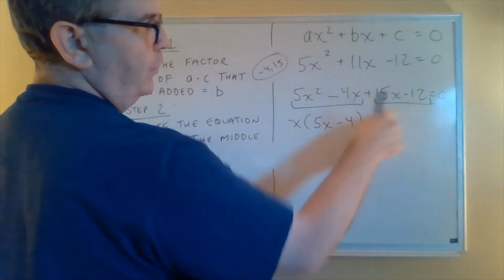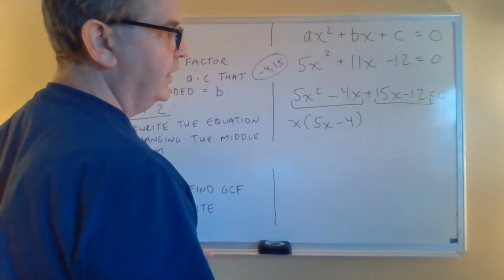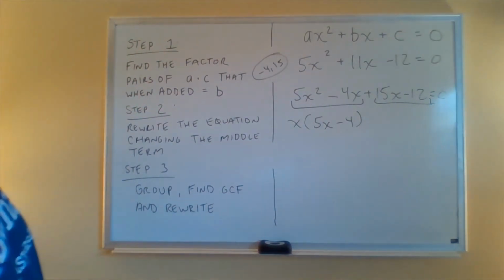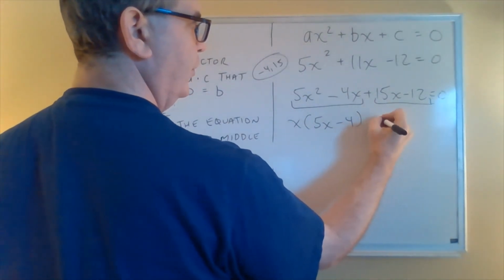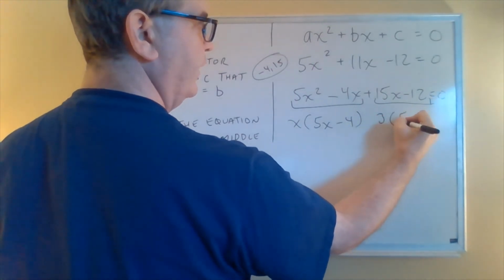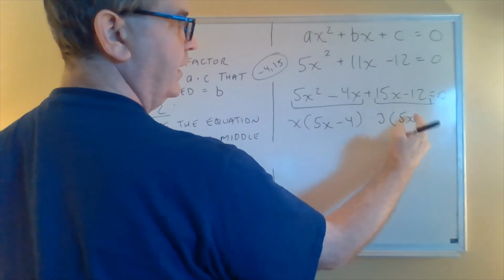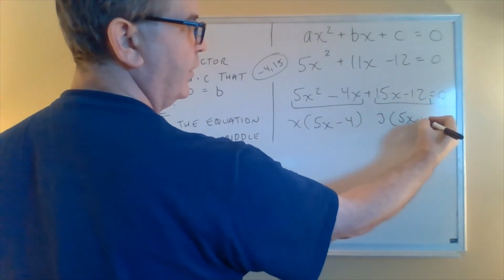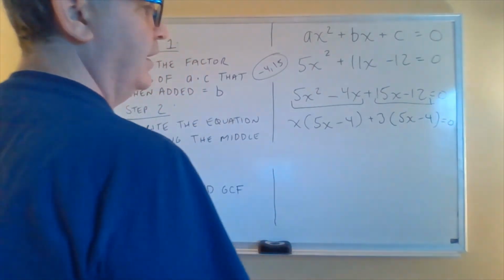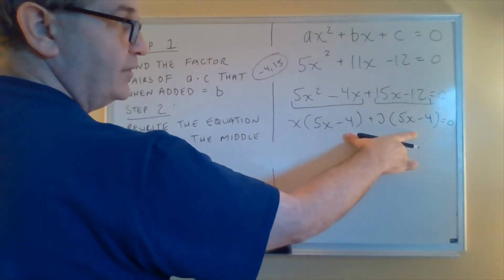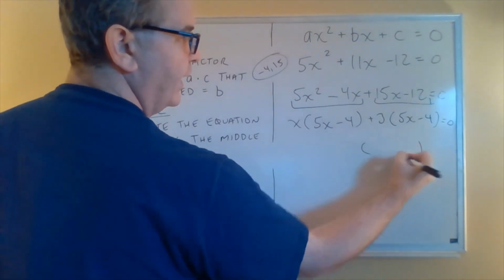How about over here? What would be our greatest common factor between 15x and negative 12? Looks like it's going to be 3. So pull a 3 out of there, and I'll be left with 5x. When I divide 15 by 3, I get 5. X carries down, and negative 12 divided by 3 is going to give us negative 4. And again, these two parentheses have to match, and we've done it correctly, and they do. So we'll write it in our factored form.